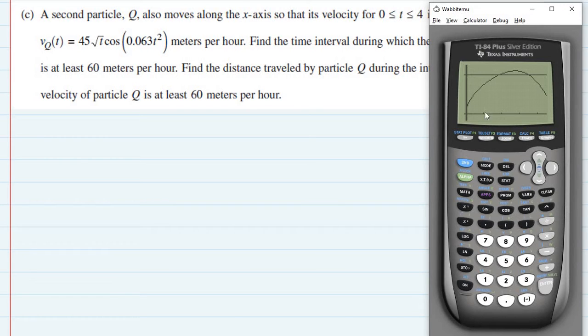So you can see my velocity function is here, and here is my velocity of 60. So what I want to do is find out what these points of intersection are, because this section of the graph that's above 60, that's when the particle Q is going obviously more than 60 meters per hour. So we'll find out what those are by doing second function calc. We're going to say intersect.